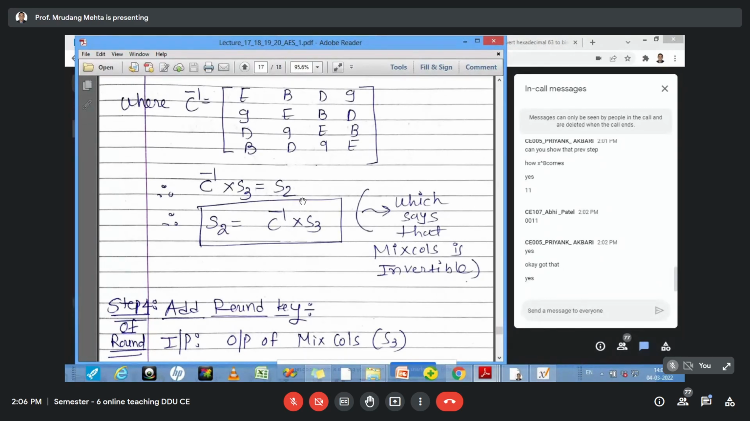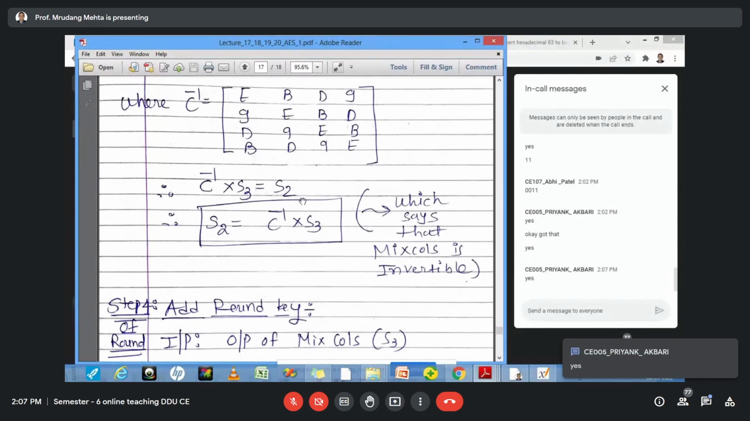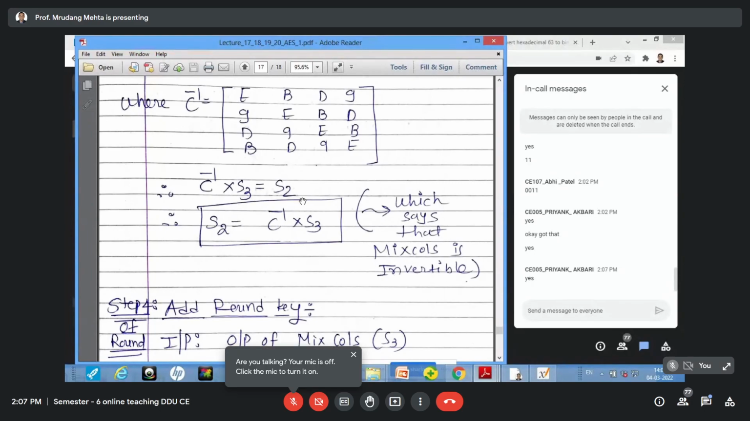S3 equals C into S2. So S2 equals C inverse into S3. Is this correct? Can you prove this? If S3 equals C into S2, then S2 equals C inverse into S3. Is this second argument correct or not? Can you prove it? How can you prove it?